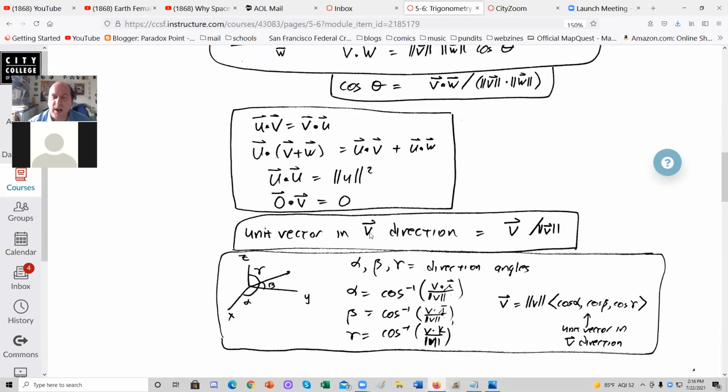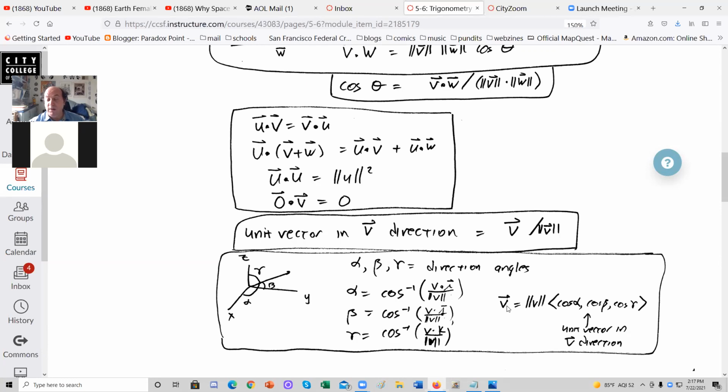Now, if we take a vector v and divide it by its length, the result is a vector with length 1. So this v over the length of v is the unit vector in the v direction. Now, if we have a vector in space, and alpha is the angle the vector makes with the x-axis, beta with the y-axis, and gamma the angle the vector makes with the z-axis, then these are called the direction angles. And they are equal to, respectively, alpha is arc cosine of v dot i over the length of v, beta is arc cosine of v dot j over the length of v, and gamma is arc cosine of v dot k over the length of v.